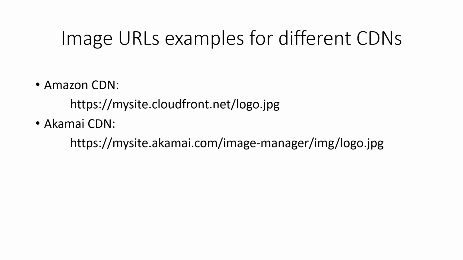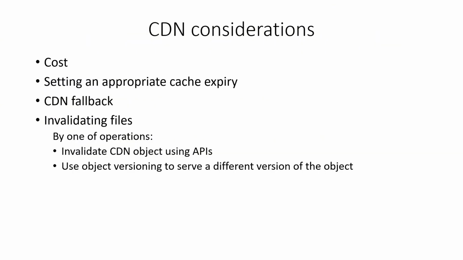The following two image URLs are samples used to demonstrate what image URLs look like on Amazon and Akamai CDNs. Considerations of using a CDN. Cost. CDNs are run by third-party providers, and you are charged for data transfers in and out of the CDN. Caching infrequently used assets provides no significant benefits, so you should consider moving them out of the CDN.